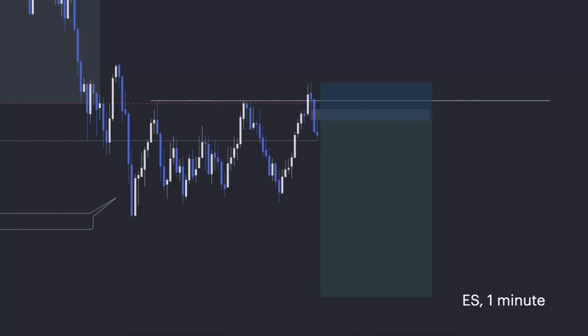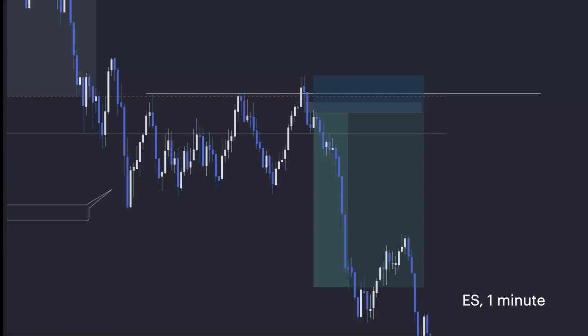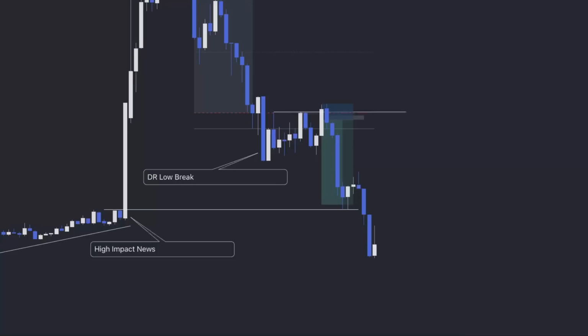At which point we zoom in to the 1 minute chart, and we can see that we have this candle that took out the liquidity here. We have the displacement back down, leaving this little gap. Entry goes here, stop could go here. Price tags us in and drops off, filling the gap created from the high impact news.